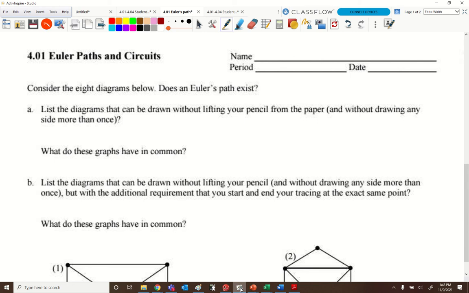Okay, anyway. So what this says is, list the diagrams that can be drawn without lifting your pencil from the paper and without drawing any sides more than once. So this means, does this one have to start and end at the same spot? No, it doesn't have to start and end at the same spot, but part B, list diagrams that can be drawn without lifting your pencil, but with the additional requirement that you start and end at the same point. Now, what you're going to do is go through and start figuring this out. So start and end at the same point uses what vocabulary word?